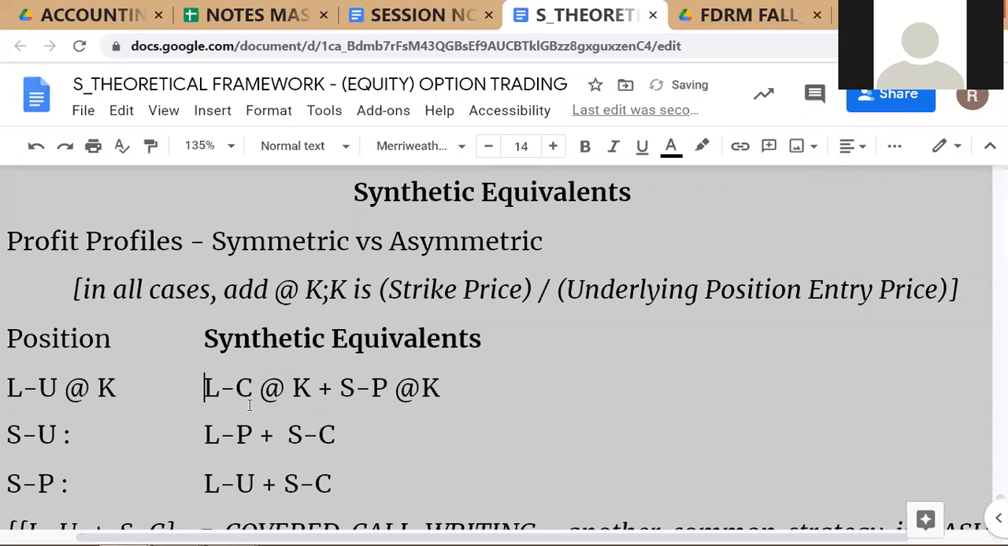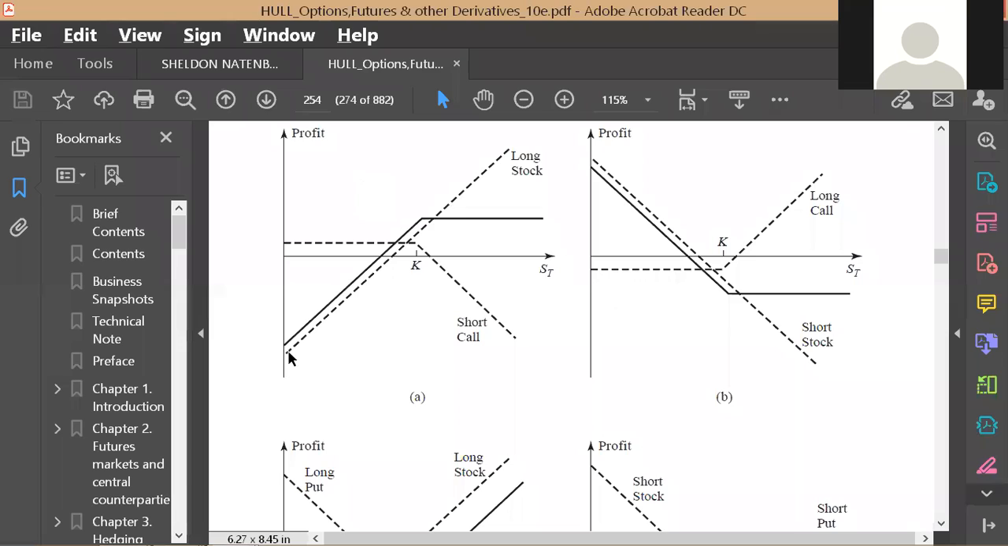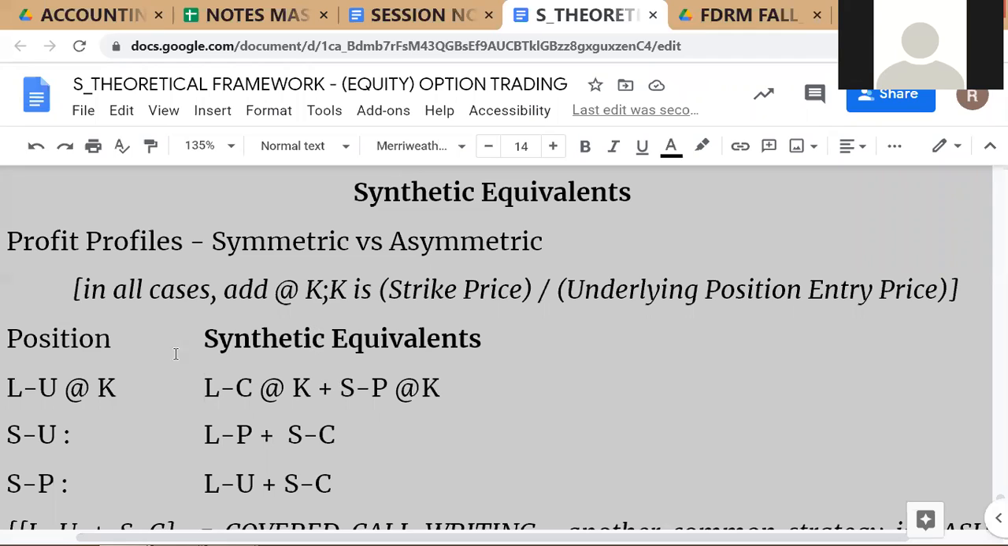So this is the way the logic proceeds. First, in your mind, you construct the payoff profile of the position itself. And then you ask yourself, how do I recreate the same payoff profile by using synthetic equivalents? Now, if I'm talking about synthetic equivalents, I cannot be using the same market instrument combination as here. Long underlying at K is a spot instrument. So I have to use something else. I have to use options.